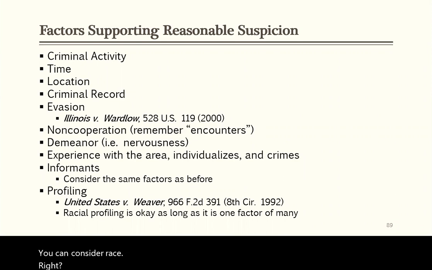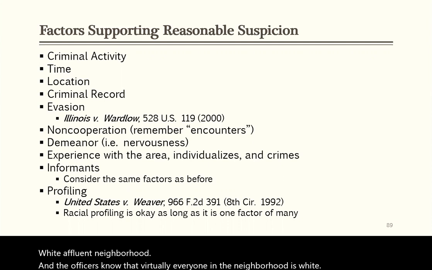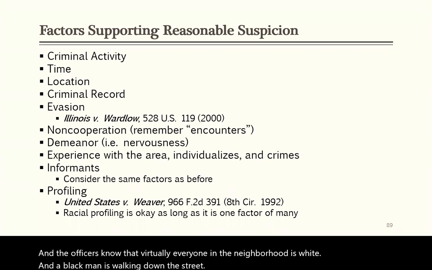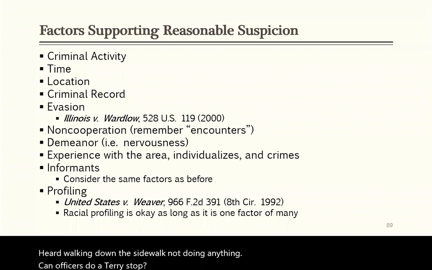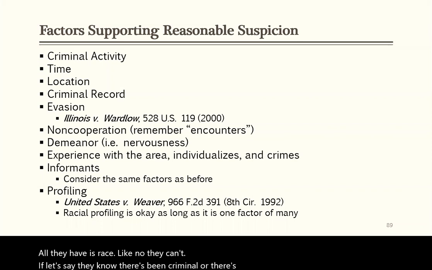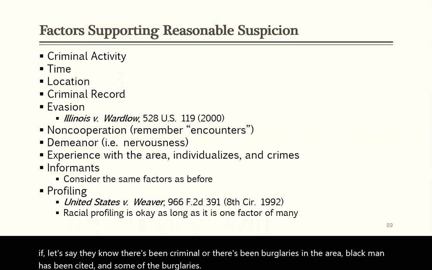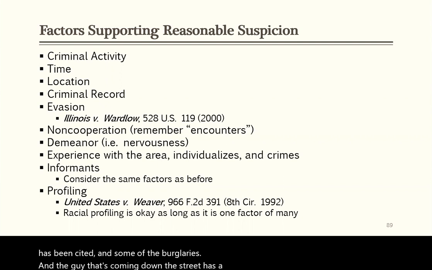So think about a white affluent neighborhood, and the officers know that virtually everyone in the neighborhood is white, and a black man is walking down the sidewalk, not doing anything. Can officers do a Terry stop? All they have is race. Like, no, they can't. But if, let's say, they know there have been burglaries in the area, a black man has been cited in some of the burglaries, and the guy coming down the street has a criminal record, then can we do a Terry stop?